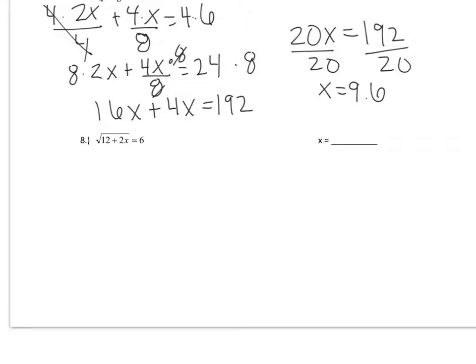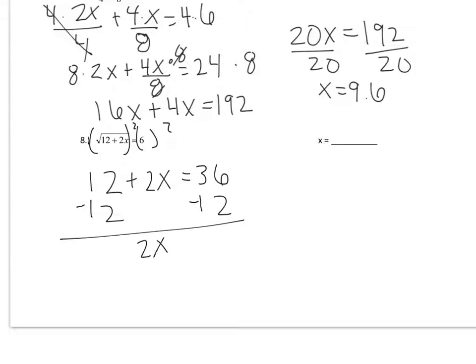Okay, next problem is, again, a radical. It is isolated, which is great. So I'm going to square both sides. I get 12 plus 2x equals 36. I'm going to subtract 12 from both sides, and I get 2x equals 24. Divide by 2, and I get x equals 12. Okay, let's go to the next page.